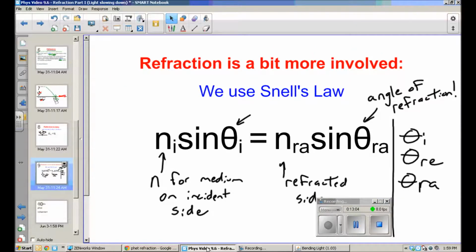All right, so there are basically 2 types of examples that you're going to see. There's 4 variables here, right? There's 2 indexes, 2 n's, and 2 angles. Okay? So in every problem, you're going to know 3 of the 4. So either you're going to be missing an index or you're going to be missing an angle. So let's do an example of each.